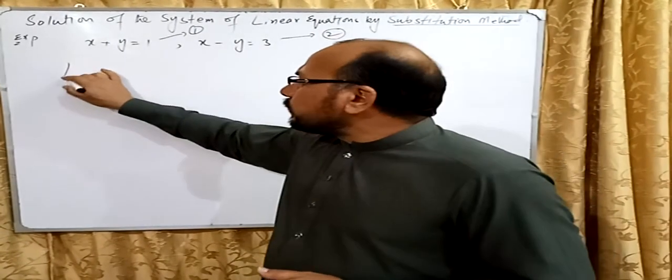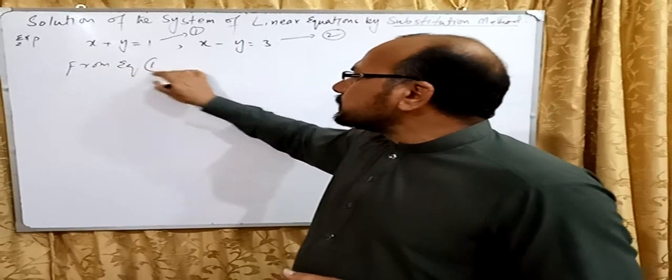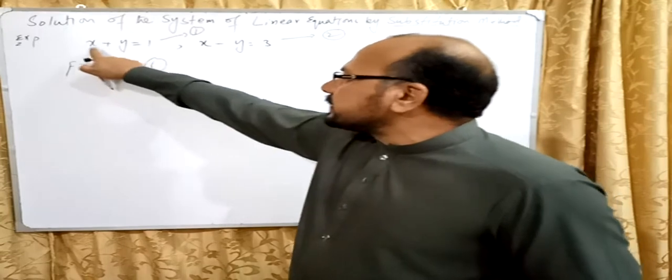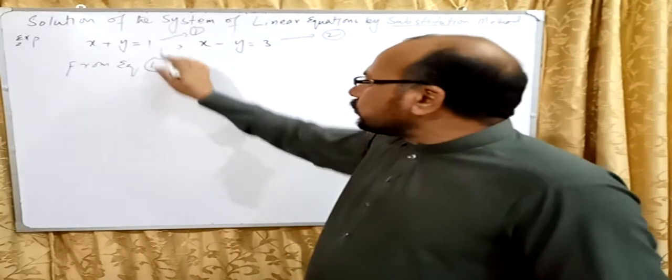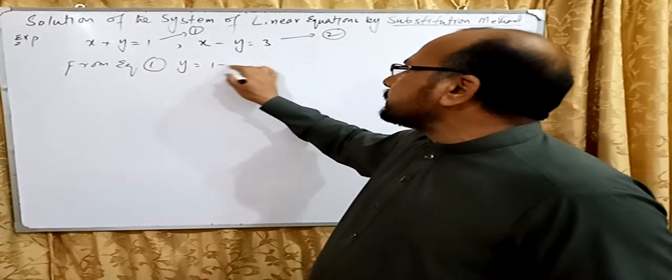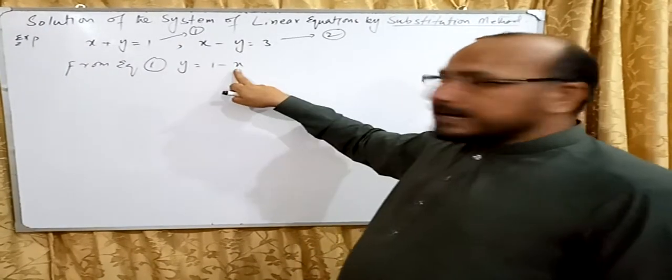Then, from equation 1, suppose I am trying to get the value of y, so I will shift x to the other side. Equation 1 will become y equals 1 minus x. When you shift this x to the other side, it becomes minus.